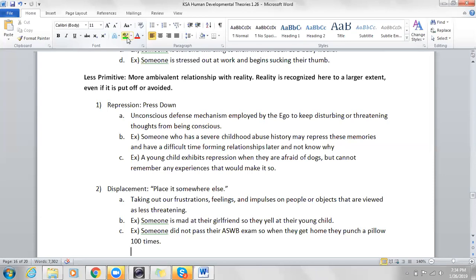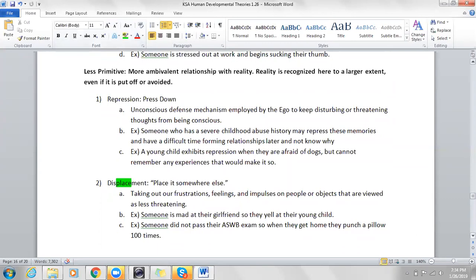Displacement, keyword place. And this is where we take our frustrations and feelings out on something that is less threatening. Meaning, you'll have the telltale example of like kicking the dog and stuff like that, but not in this neck of the woods, because my examples are: someone is mad at their girlfriend, so they yell at their young child. Example 2, someone did not pass their ASWB exam, so when they get home, they punch a pillow 100 times. Pretty systematic and kind of psychotic, but you might as well.